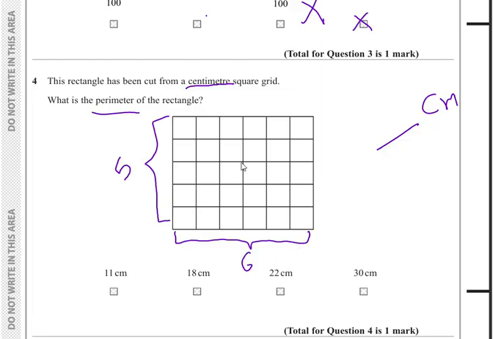Now if I've been asked about the area, that means it is 5 times 6, which is 30. If I've been asked about the perimeter, it means the outside outline of this shape. So this is 5 from here, and 5 from here, and also 6 from there. So 6 plus 6, that's 12. 5 plus 5, that's 10. 10 plus 12 is 22. That's our answer.